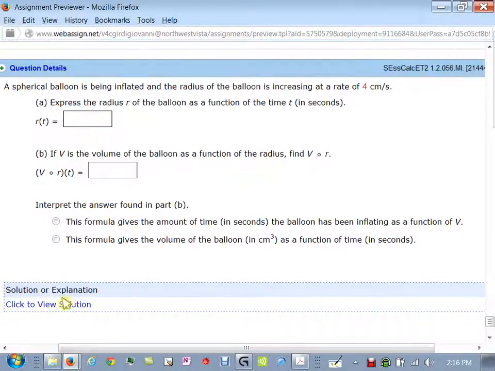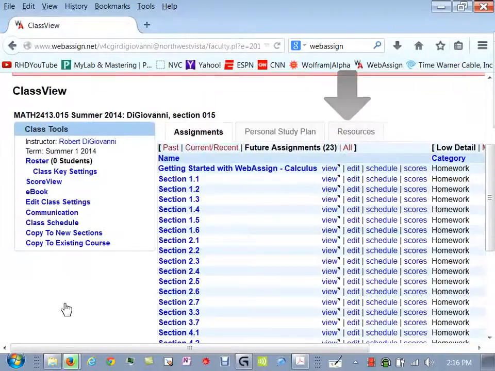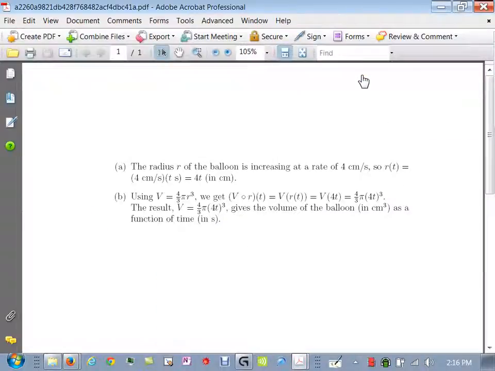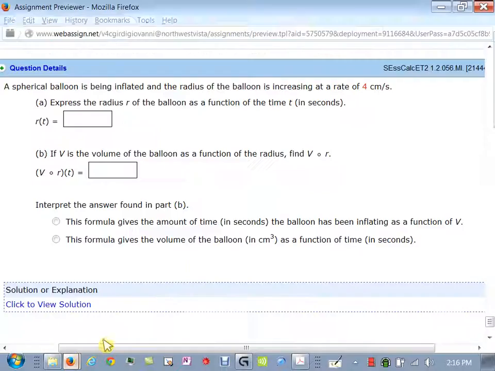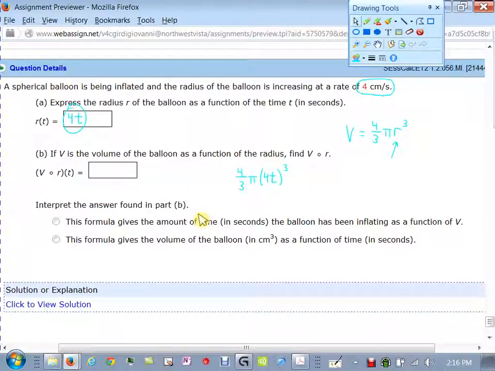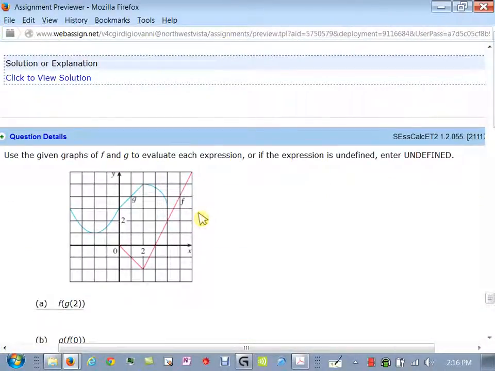Let's take a look at this quick solution here. Yeah, they don't really go into it anymore. 4t, here's that, plugging in that 4t. Oh, and that's it. All right, hope that helps.